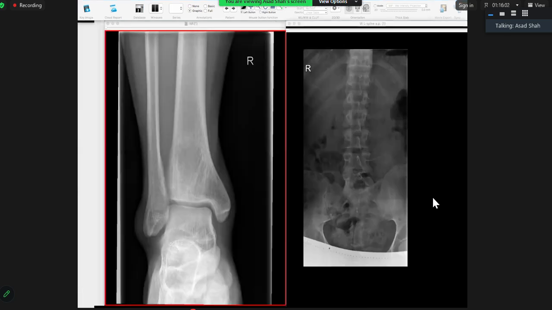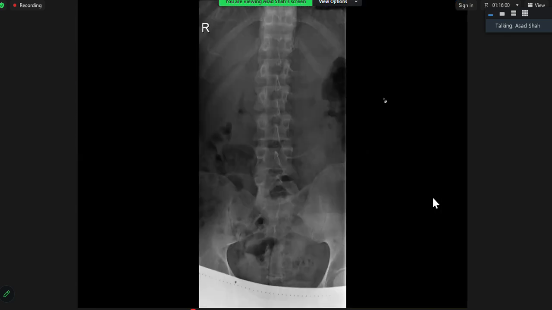Okay, good. Right. So this is a 40-year-old and he's got severe leg pain. And this is an X-ray of his lumbosacral spine for you. This is an X-ray lumbosacral spine frontal projection of a 40-year-old male patient having history of severe backache.